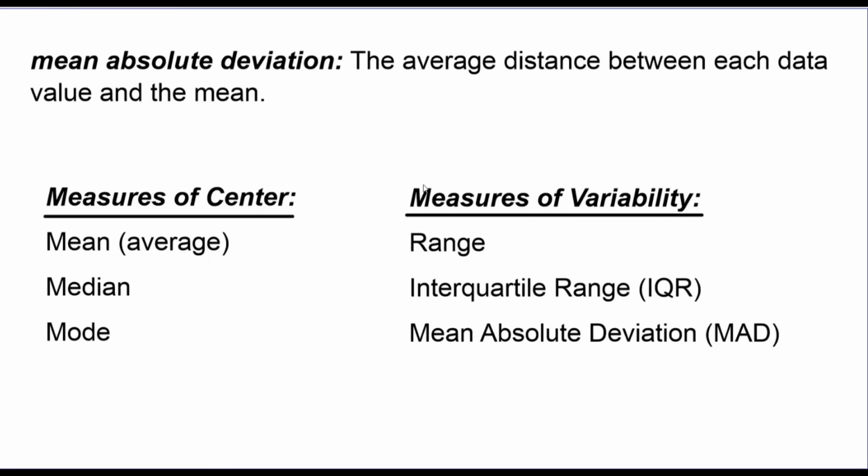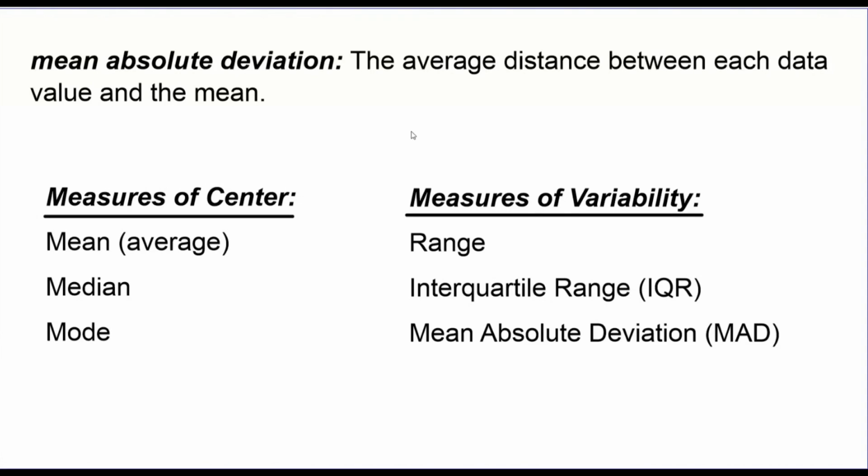Hey guys, in this video we're going to be looking at another measure of variation called the mean absolute deviation. The mean absolute deviation is the average distance between each data value and the mean. So now we're adding another statistic to our list of things we've learned on how to summarize a set of data. And I've got them organized here.